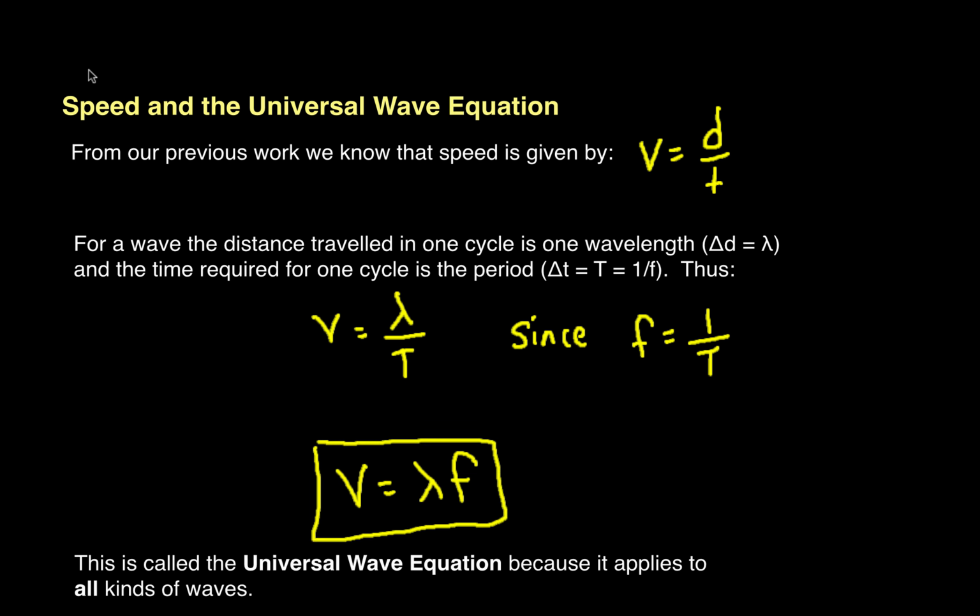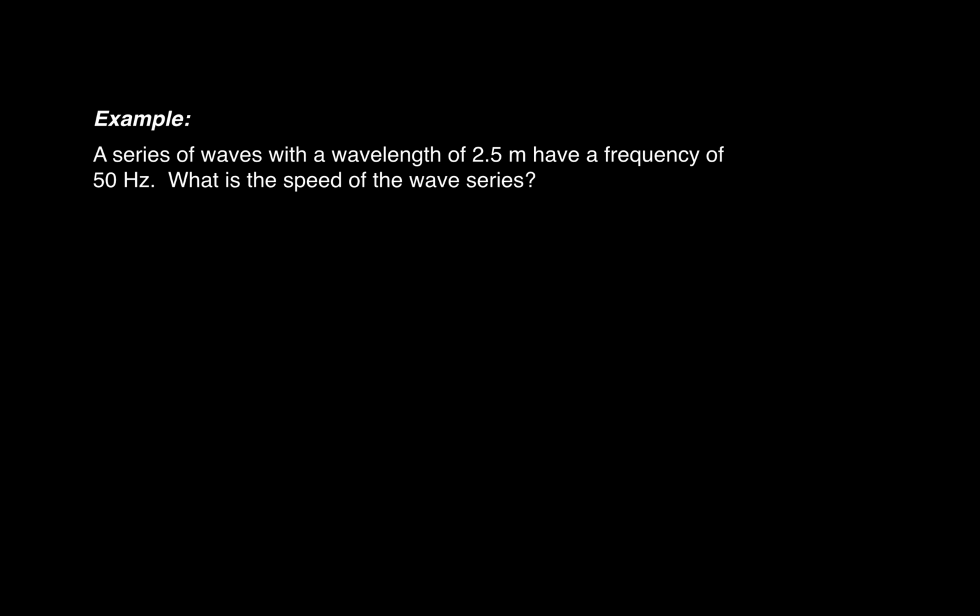This is called the universal wave equation because it applies to all kinds of waves. For example, a series of waves with a wavelength of 2.5 meters has a frequency of 50 Hz. What is the speed of the wave series?